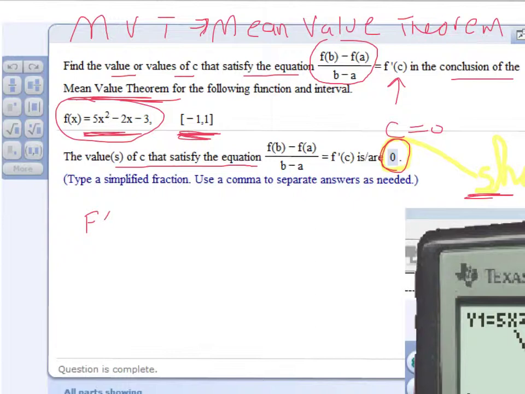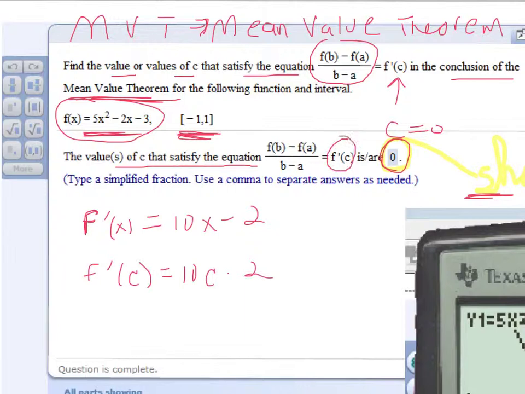So let's start with f prime of x. So that's going to be 10x minus 2. And then, of course, that's lowercase f. F prime of c then will be 10c minus 2. And remember that the mean value theorem tells us that there must exist some point c in the interval from -1 to 1 such that this must hold true.